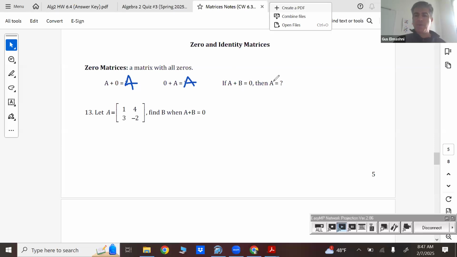So if A plus B equals 0, what would A equal then? Negative what? Good.